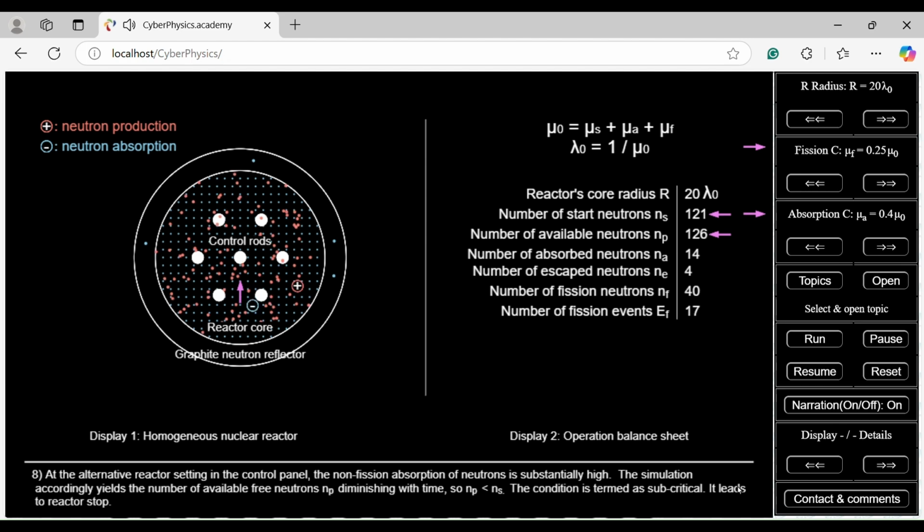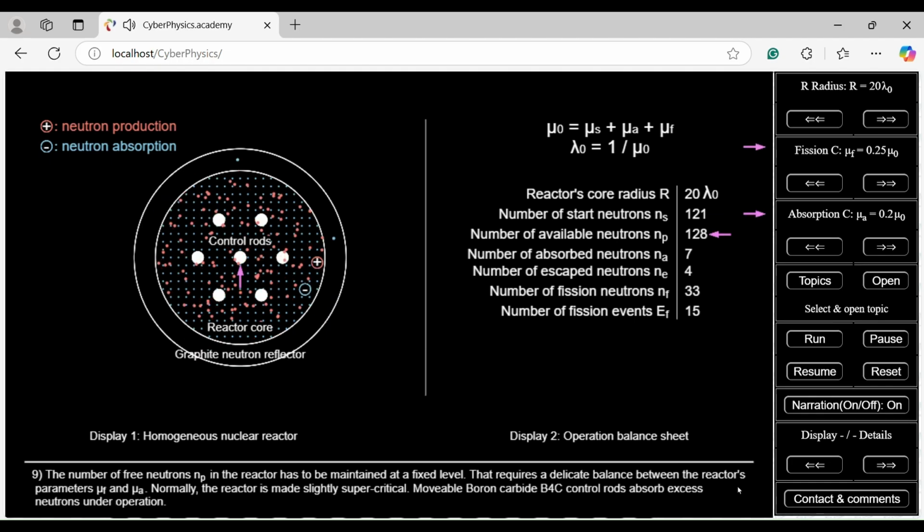At the alternative reactor setting in the control panel, the non-fission absorption of neutrons is substantially high. The simulation accordingly yields the number of available free neutrons Np diminishing with time. The condition is termed as subcritical. It leads to reactor stop.